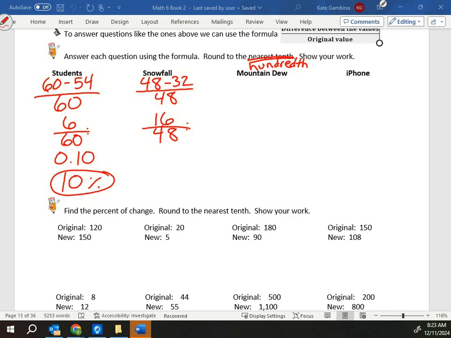Bennett? 0.33. Am I done? No. Why not? Sophie? I need to put it as a percentage. What percent would that be, Sophie? 33%.